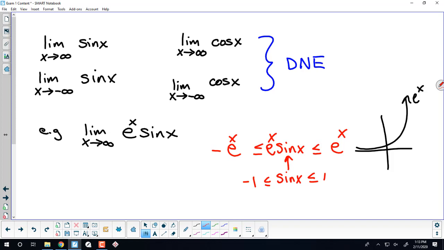Is everyone clear on that? I wouldn't actually have you come up with an inequality. So that's the idea we would use to answer that. As x goes off to infinity, we have e to the x going off to infinity, and negative e to the x going off to negative infinity. So this doesn't really help us here, right? Because the limit of the function in the middle is bounded between negative infinity and positive infinity.